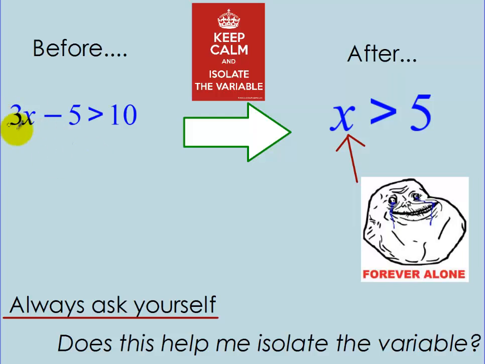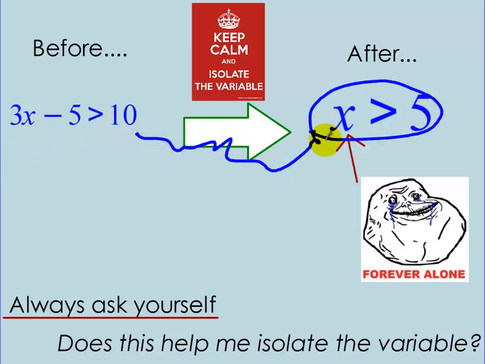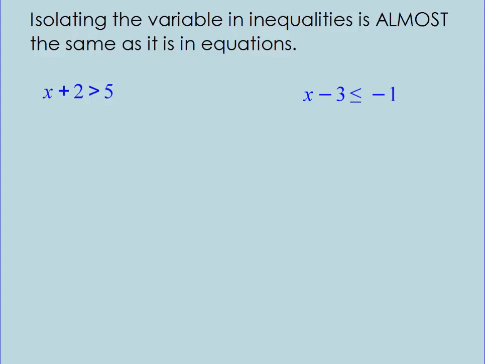So when we isolate the variable, I might have an equation 3x minus 5 is greater than 10, and then you isolate it and do some magic, and you get x is greater than 5. Now that x is isolated, it's the same thing as before, except I have a different sign here, not an equal sign. I have an inequality. Always ask yourself when you're trying to isolate the variable, does this help me isolate the variable? If it doesn't make it easier, you don't have to do that step. You probably shouldn't.